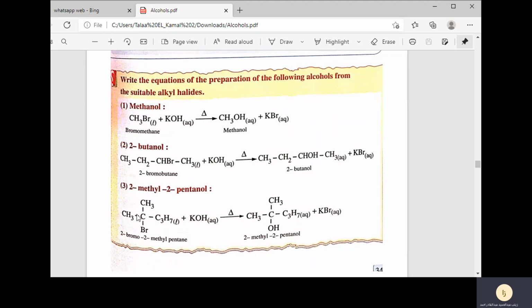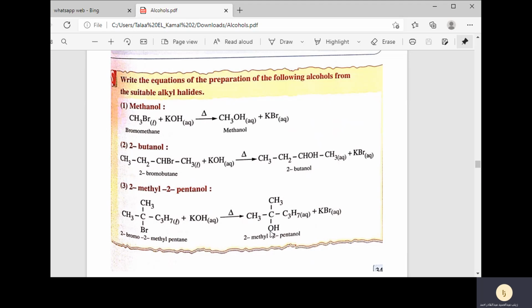If we want to prepare 2-methyl-2-pentanol, we write 2-methyl-2-pentanol. Pentanol means how many carbons? 5 carbons. So CH3, C, CH2, CH2, and at the end CH3, or we can write it together as C3H7. He said 2-pentanol, so the OH is attached to carbon number 2. To get its halide, I remove the OH and put Br in its place. So I will use 2-bromo-2-methylpentane plus KOH aqueous. What will happen? The K takes Br, giving KBr, and the OH replaces it.